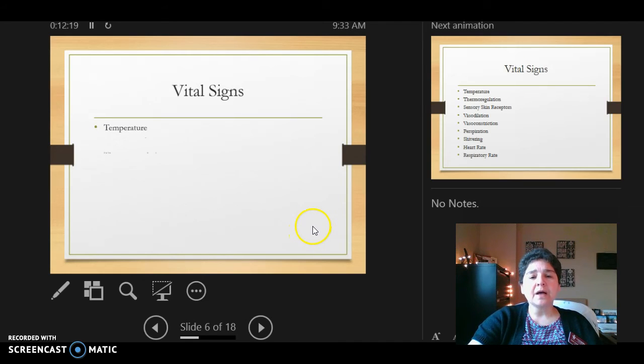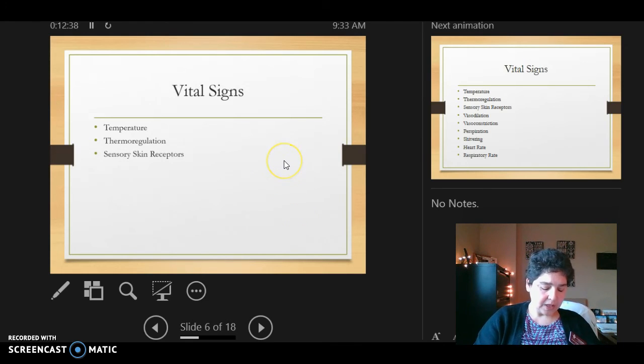Vital signs, obviously we're going to talk about their temperature, thermal regulation, so how well is their body able to regulate the temperature of their body. So thermal regulation. Sensory skin receptors.